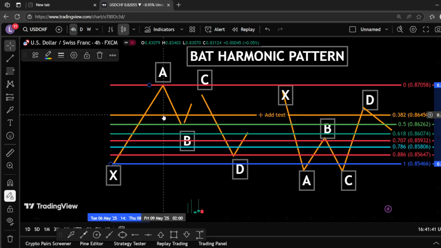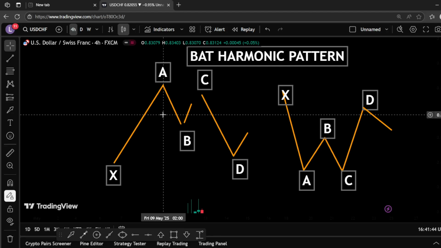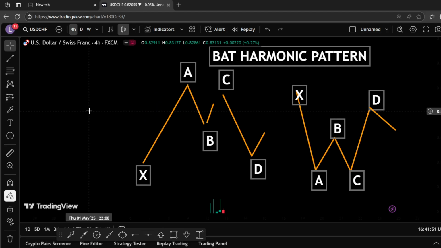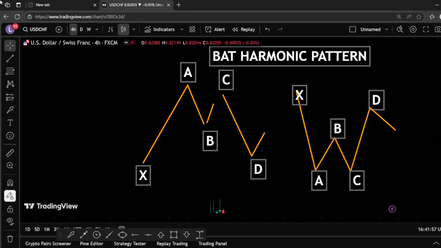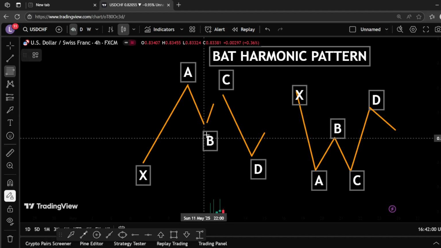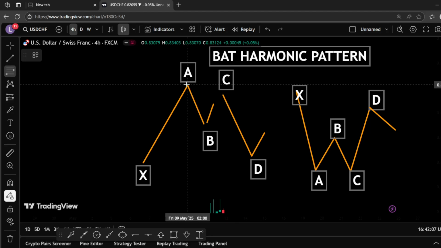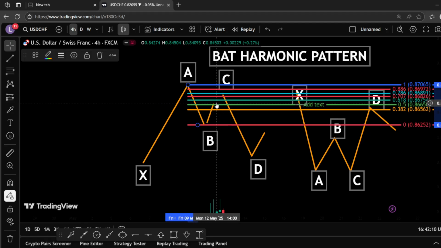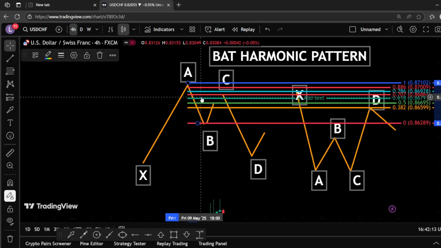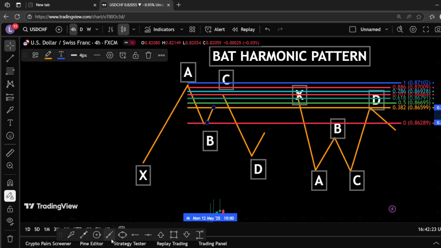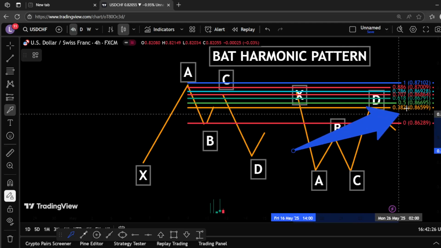So what you need to do in this scenario is make sure that, on this pullback here, you measure from A to B. Because this C leg here must at least touch 0.382, which is the first fib number right here.